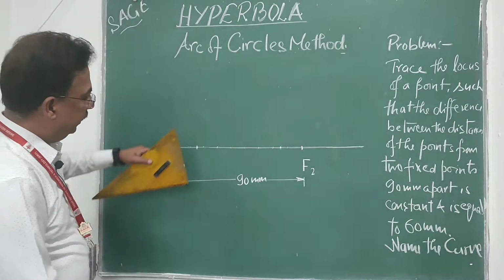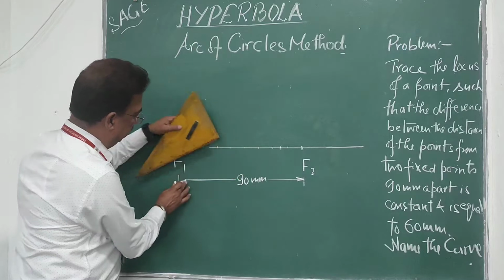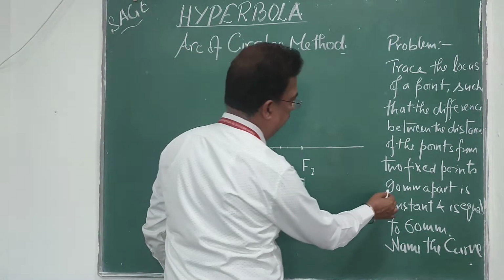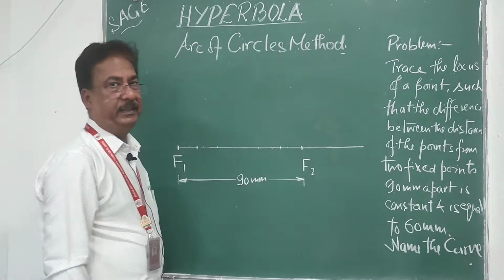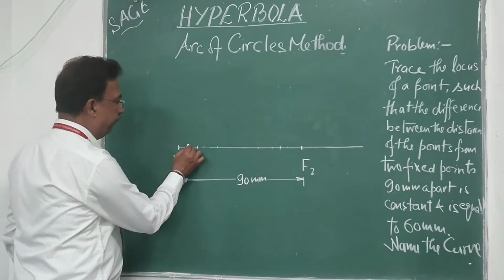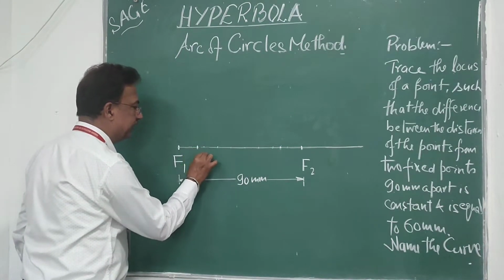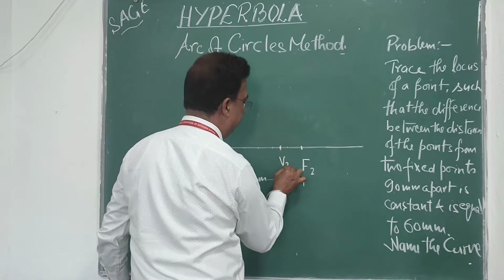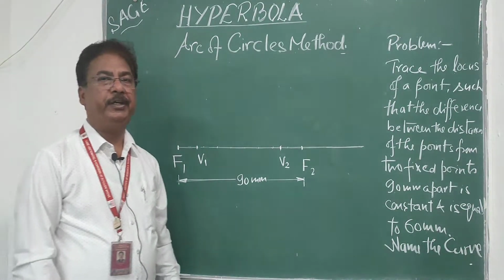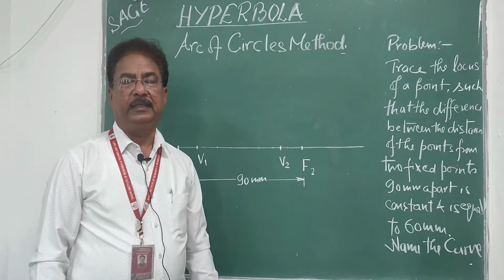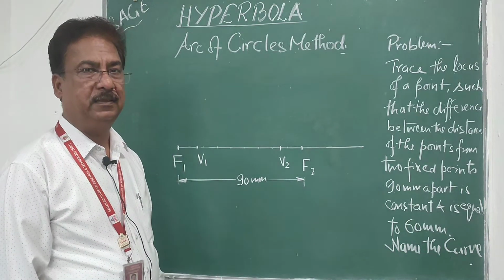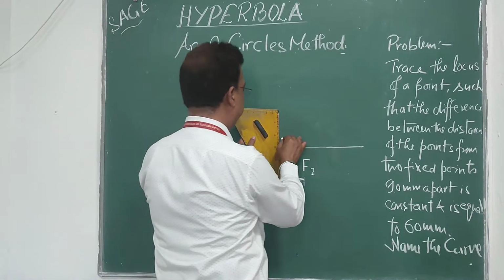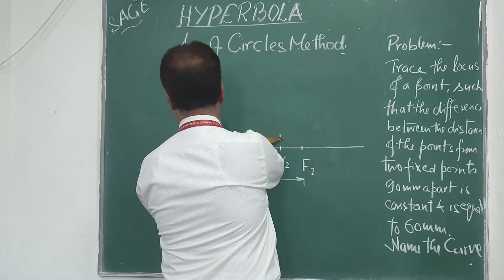Then, as they are saying that the difference of the distances will be 60 mm, I have done 90 minus 60, that is 30, and 30 divided by 2 is 15. So 15 from F1 will be the first vertex, V1, and 15 from F2 will be V2, and this V1 V2 will be equal to 60 mm. That is the difference of the distances, and that is also known as the transverse axis. So this distance will be 60 mm.